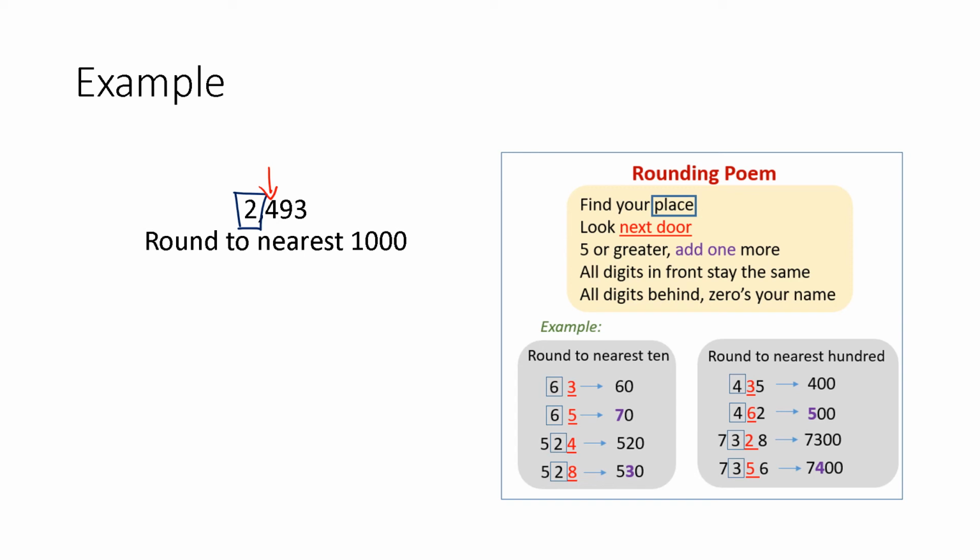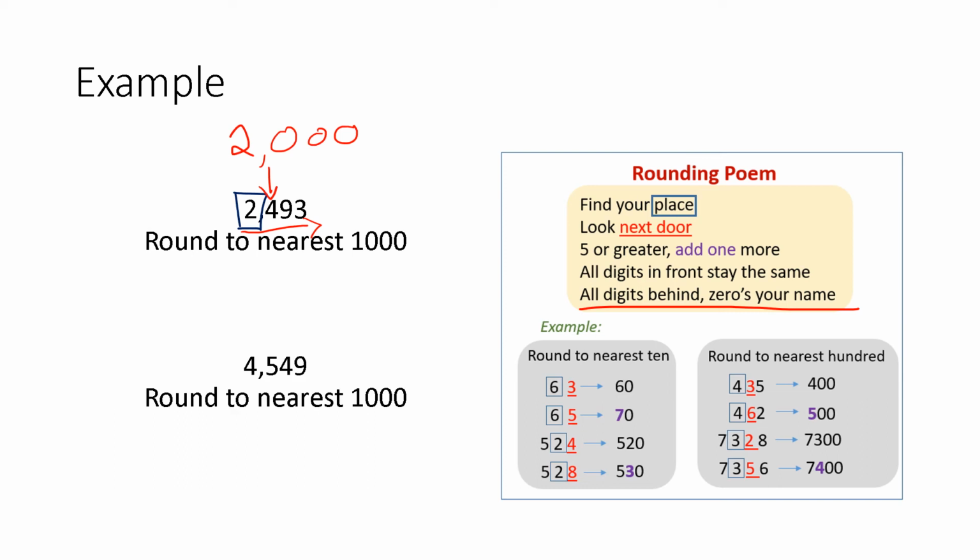Okay, next question. Is our 4 5 or greater? No, it's less than 5. So because it's less than 5, our place is not going to change. It's going to stay that 2. And then remember, all digits behind, 0 is your name, so everything to the right of our place number becomes a 0. So 2,493 will round to 2,000 if we're rounding to the nearest 1,000.